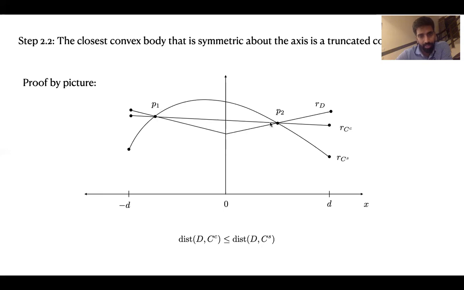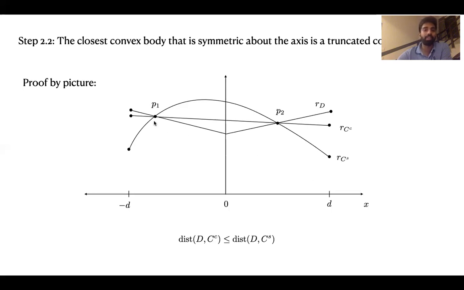And here the distance would be this area, because this is CS and this is D. So clearly, the distance between the truncated cone and D is a subset of the distance between the symmetric body and D. Similarly, between P2 and D, the distance between D and the truncated cone is this area, and the distance between D and the symmetric body is this. Again, the distance between D and the symmetric body is larger, even in between P2 and D.